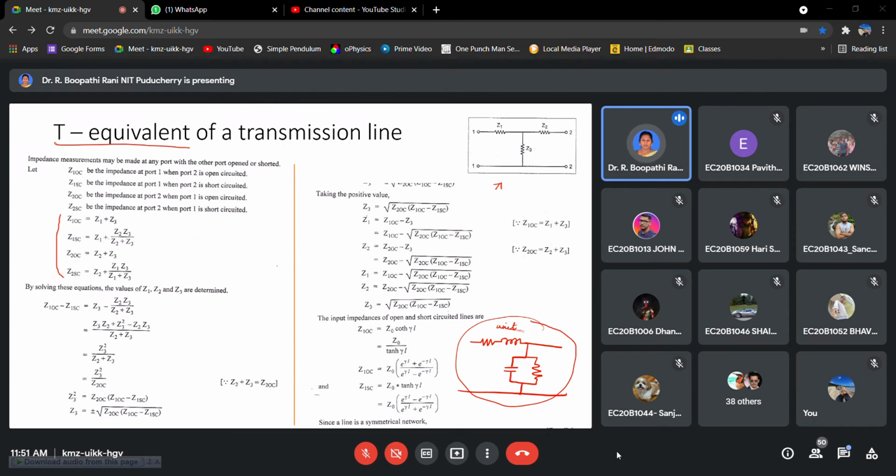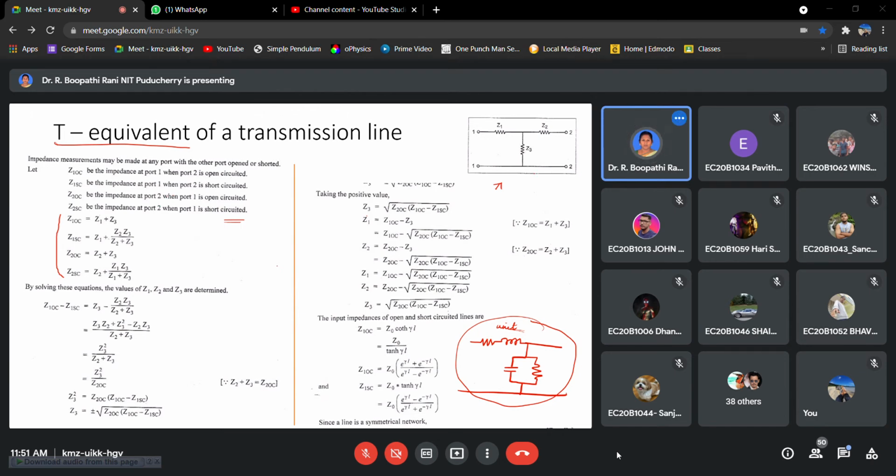Similarly, Z1 SC is the impedance at port 1 when port 2 is short circuited. Z2 OC is the impedance at port 2 when port 1 is open circuited. Z2 SC is the impedance at port 2 when port 1 is short circuited. We are giving these notations for open circuited and short circuited impedances of port 1 and port 2.